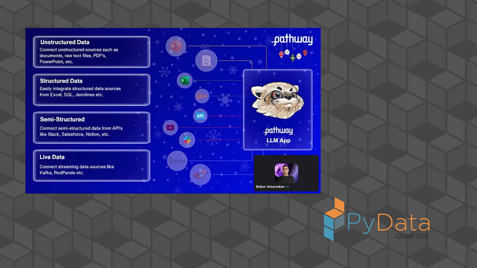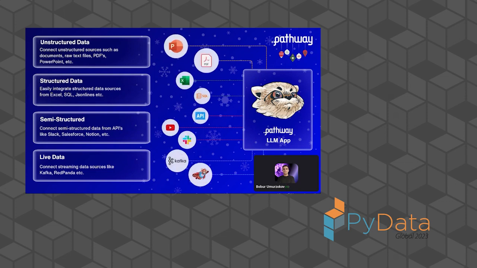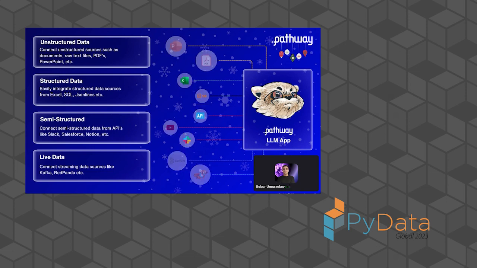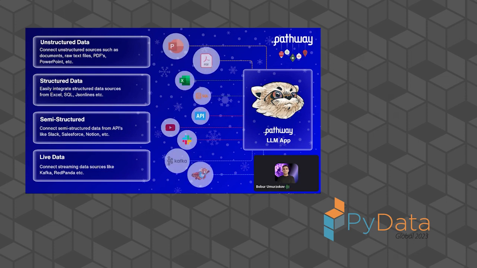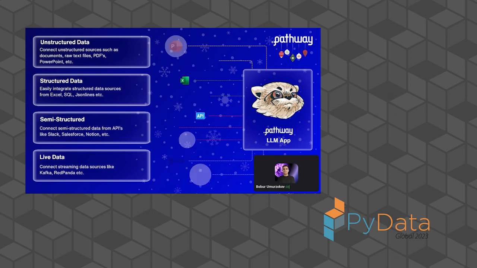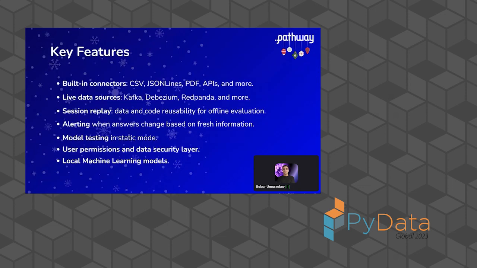We are also improving with the community to support and add more features to ingest, as soon as possible, from different data sources. Nowadays you can ingest unstructured data, semi-structured data, or live data, depending on where your data is living. Some of the key features that we introduced are built-in connectors for CSV files, JSON lines, PDFs, or APIs. So you don't have to implement your connector or write any code to connect to a data source. It gives you some flexibility.